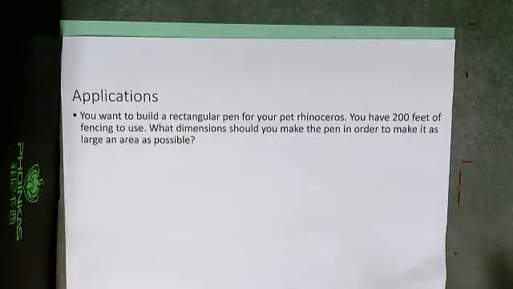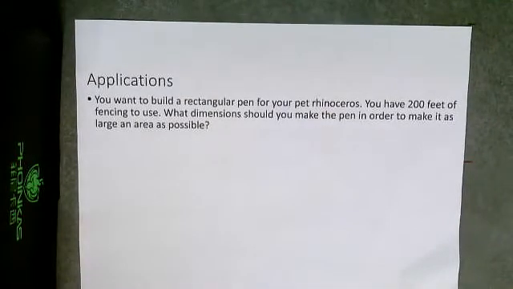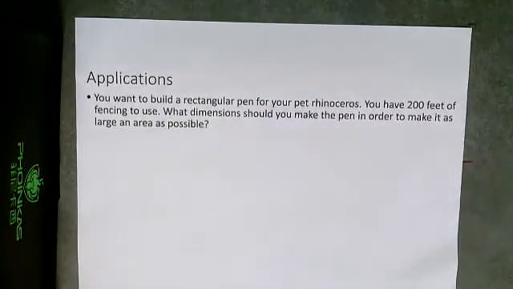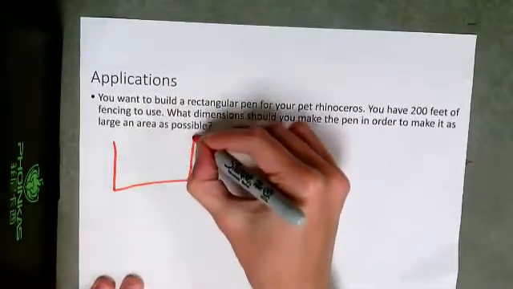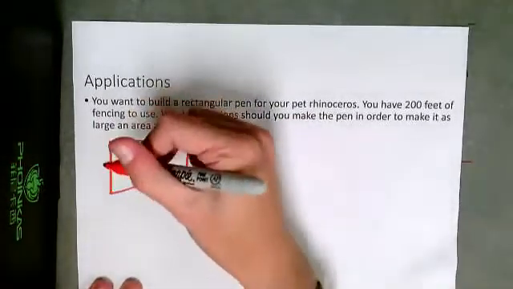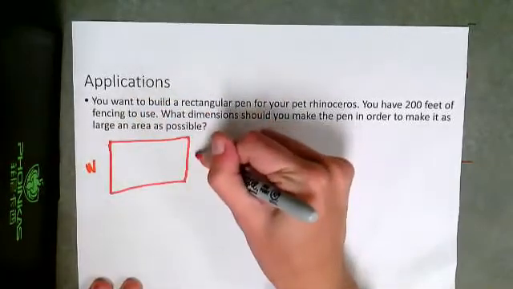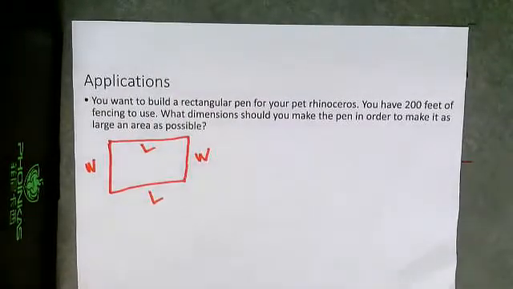Last application here. You want to build a rectangular pen for your pet rhinoceros. You have 200 feet of fencing to use. What dimensions should you make the pen in order to make it as large as possible? Well, word problems, it's nice to draw a picture. So, a rectangular fence. Okay, that's a rectangle. Not a good one, but that's fine. We have a width, a length, and a length, right?